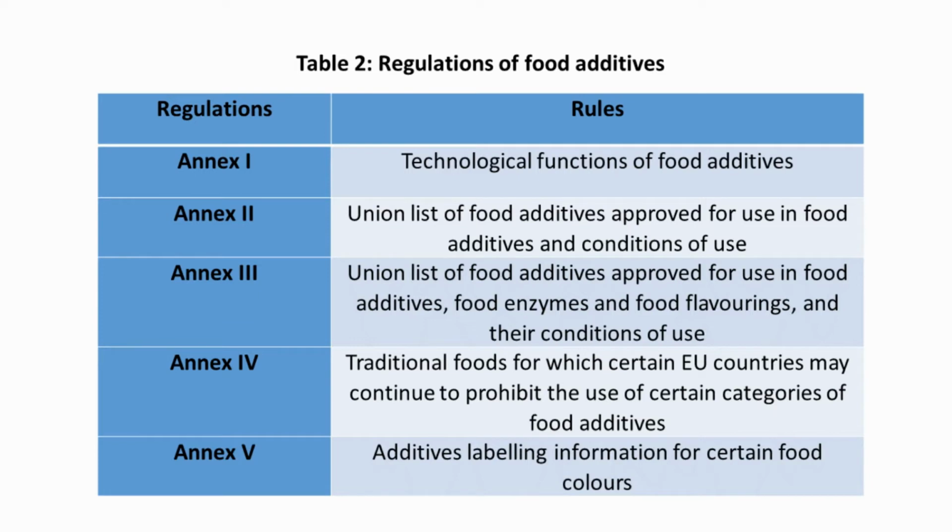It contains Annex 1 until Annex 5. Annex 1: technological function of food additives. Annex 2: Union list of food additives approved for use in food and conditions of use. Annex 3: Union list of food additives approved for use in food additives, food enzymes and food flavorings and their conditions of use. Annex 4: traditional foods for which certain EU countries may continue to prohibit the use of certain categories of food additives. Annex 5: additive labeling information for certain food colors.